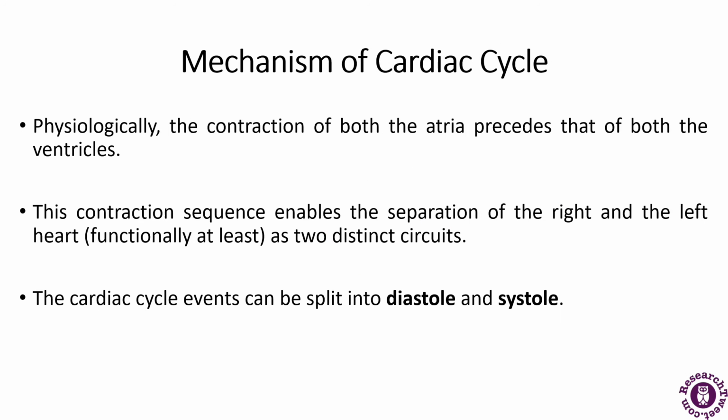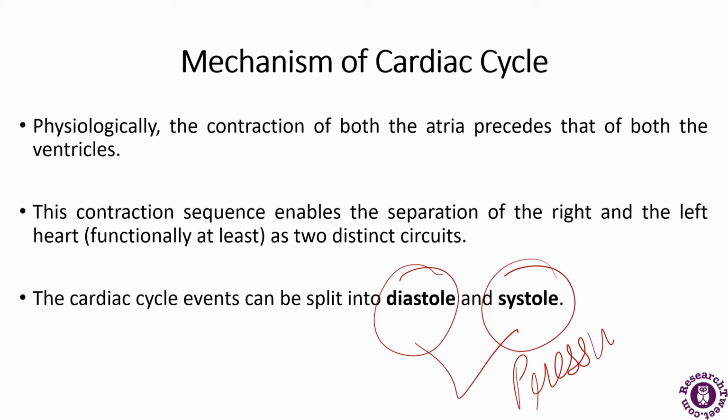Now, what is the mechanism of the cardiac cycle here? There is a contraction of both the atria which precedes that of the ventricles. This contraction sequence enables the separation of the right and the left heart, which function as two distinct circuits. The cardiac events can be split into the diastole and the systole. We will be discussing both these pressures in detail in the next slide.